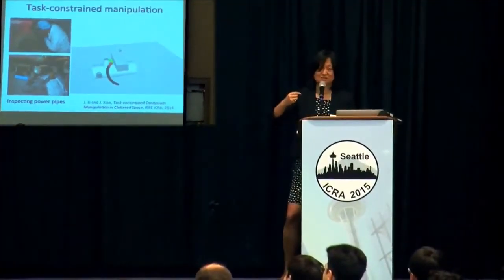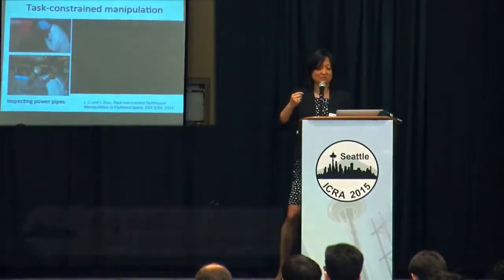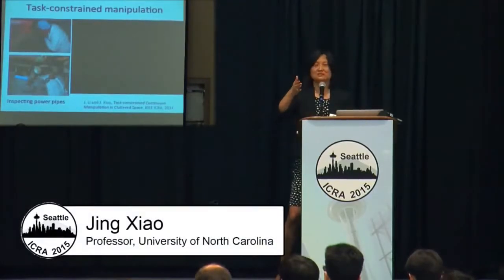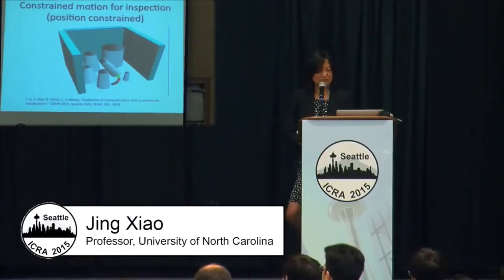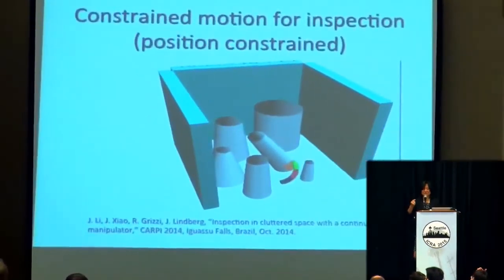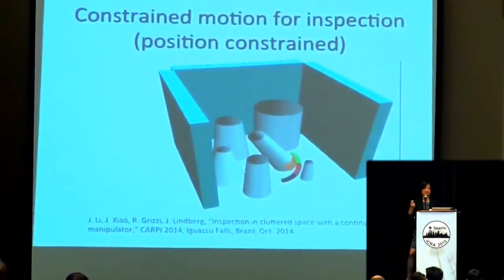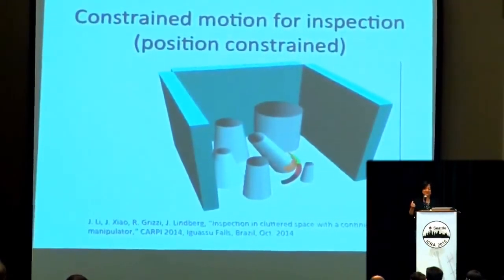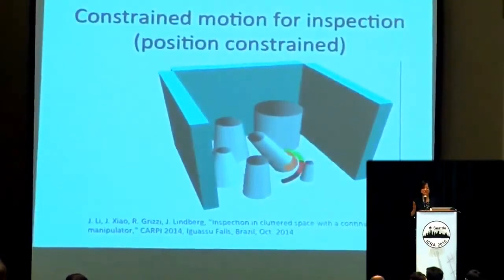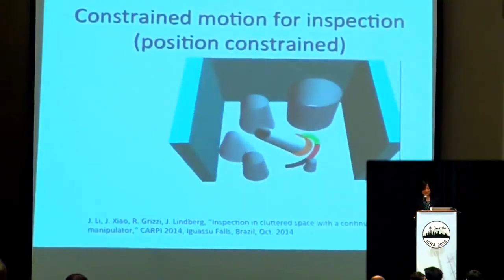So we're quite interested in this kind of task constraint manipulation. The constraint is on the tip of the manipulator. If we have an inspection device on the tip, then we want to make sure that a certain orientation and position of the tip is followed. So here's an example with the position constraint of always maintaining a constant distance between the inspected structure and the tip. The tip always maintains a constant distance between the surface it inspects and itself.